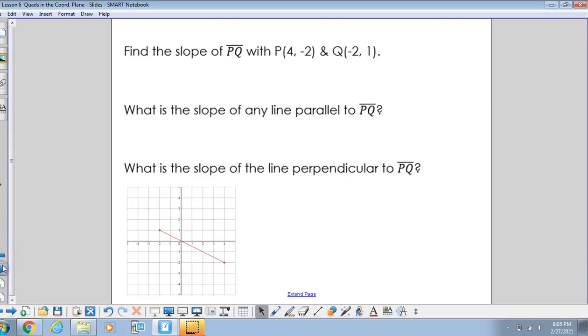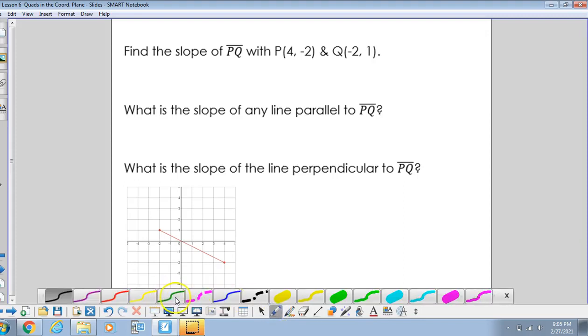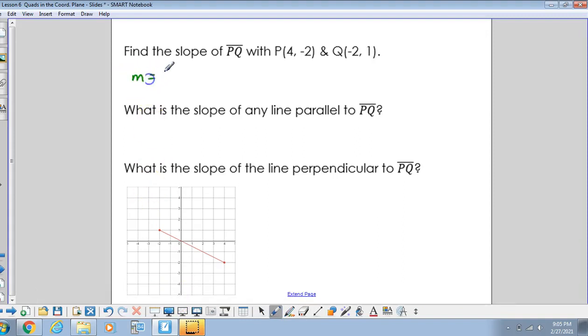Alright, so since I said slope, let's start off with reviewing slope. Let's find the slope of this line PQ with these points, P at (4, -2) and Q at (-2, 1). There's a couple ways we could do this. The first way I'm going to use is the slope formula. The slope formula is y2 minus y1 over x2 minus x1.